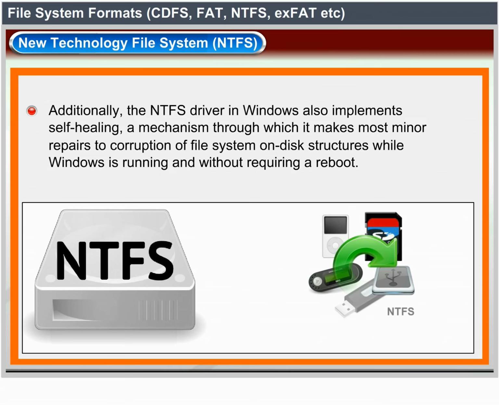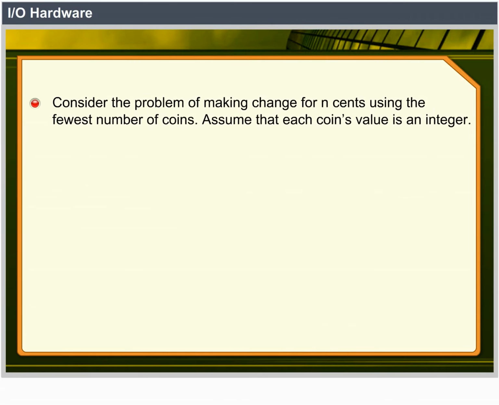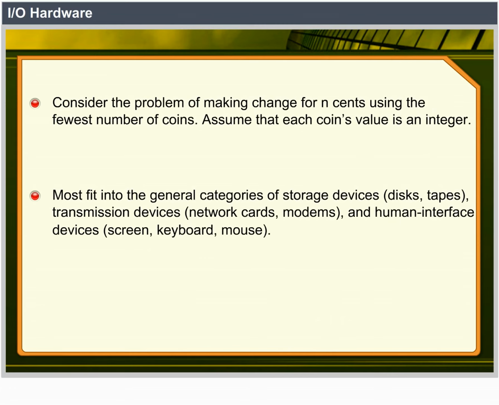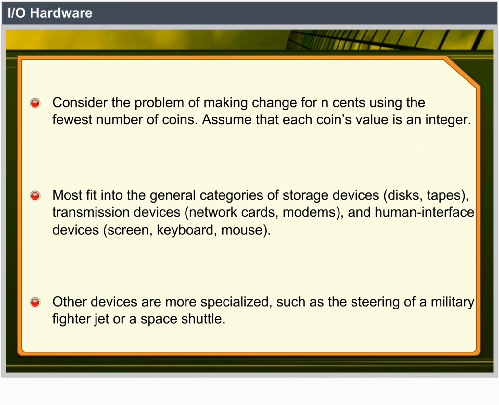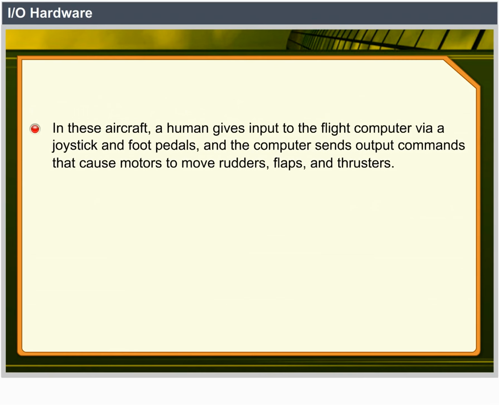Input-output hardware. Computers operate a great many kinds of devices. Most fit into the general categories of storage devices (disks, tapes), transmission devices (network cards, modems), and human interface devices (screen, keyboard, mouse). Other devices are more specialized, such as the steering of a military fighter jet or a space shuttle. In these aircraft, a human gives input to the flight computer via a joystick and foot pedals, and the computer sends output commands that cause motors to move rudders, flaps, and thrusters.